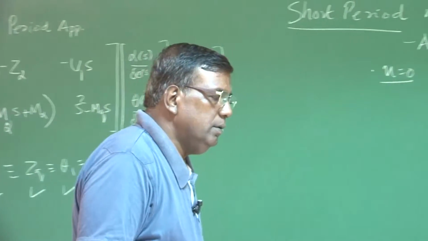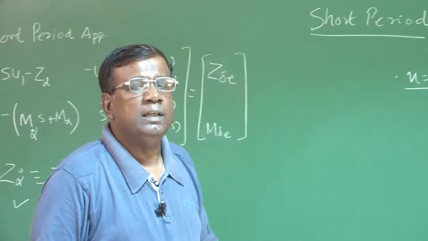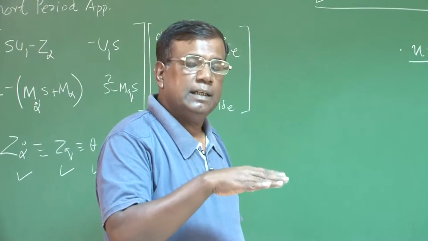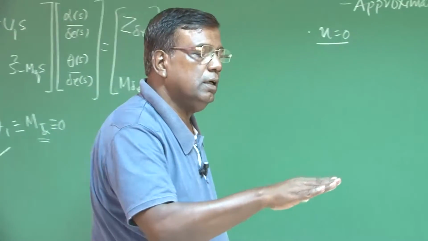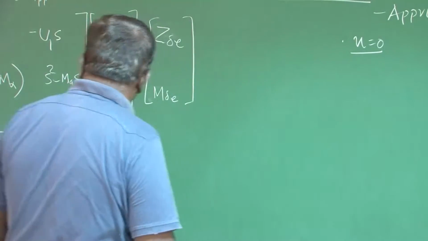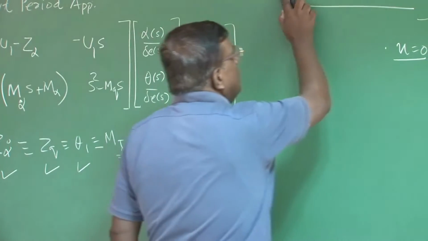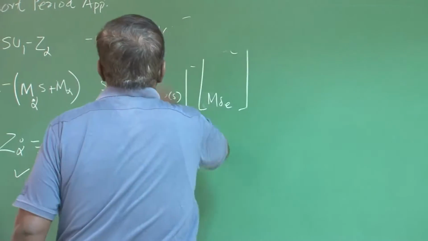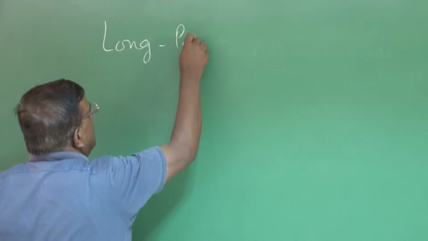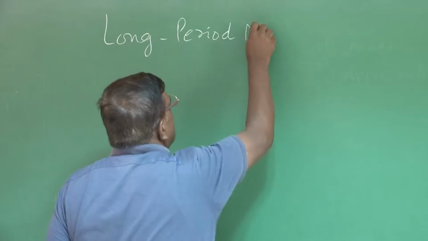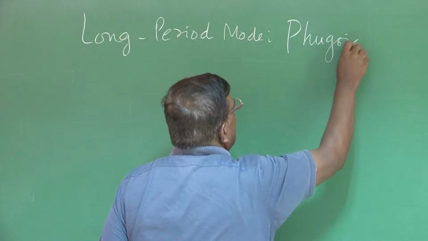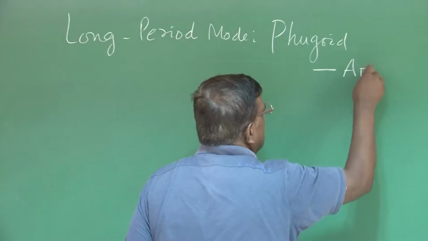Now, coming back to the other mode in which the airplane generally gets excited in the longitudinal plane: one is short period like this, another is it can go like this and then damp out. It is a long period, and that is called phugoid mode. So, we will be now talking about phugoid mode. So, let me erase this out. We are talking about long period mode, or phugoid. Again, the keyword is approximation.